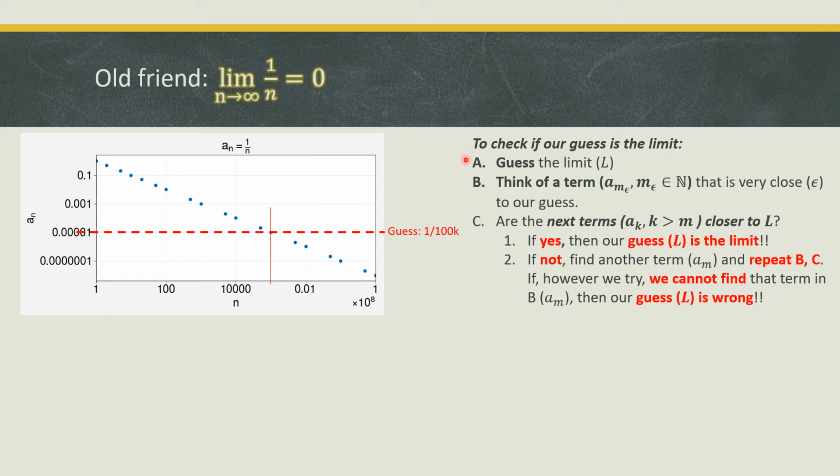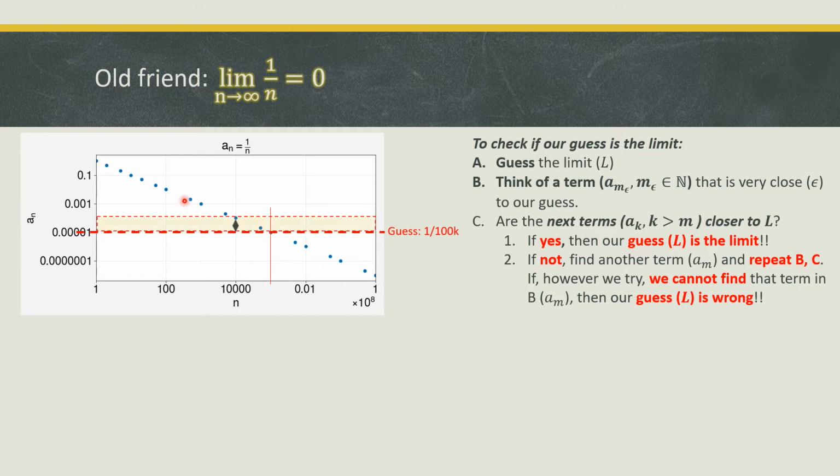So using the steps we have developed previously, first we guess the limit, and this is our guess, 1 over 100,000. Then we call that L, so that we can have any guess. Now we think of a term, a sub m sub epsilon, that is very close to our guess. So this is our guess. We choose a term near it. In actuality, you can choose any term, even if it's far, but it makes it easier if we choose the term that is close to the guess.